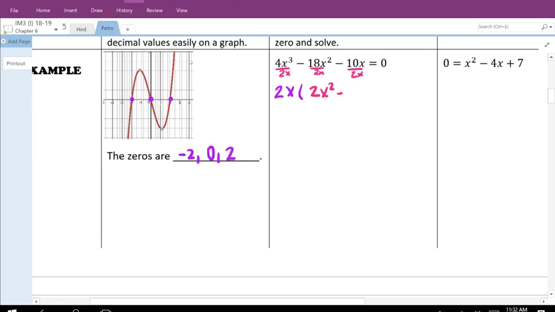18 divided by 2 is? Careful. 9. And then if I have 2x on top, 1 cancels. I only have 1 left. And then 10 divided by 2 is? 5. And those x's cancel and go away, but it's still all equal to 0.